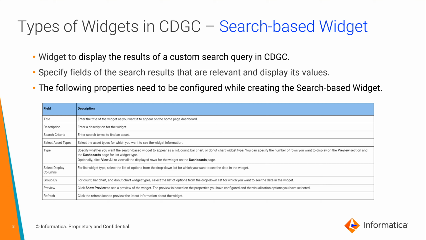You can specify the fields of that search result which are relevant and would only be needed for the widget instead of displaying all the search information, which is typically done through the search bar in CDGC. Below are the properties that need to be configured for creating the search-based widget.